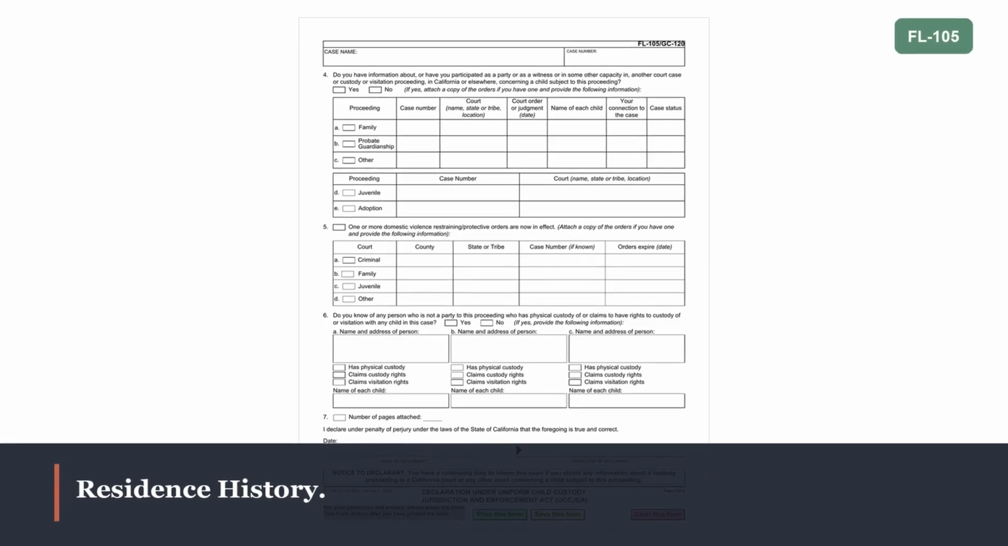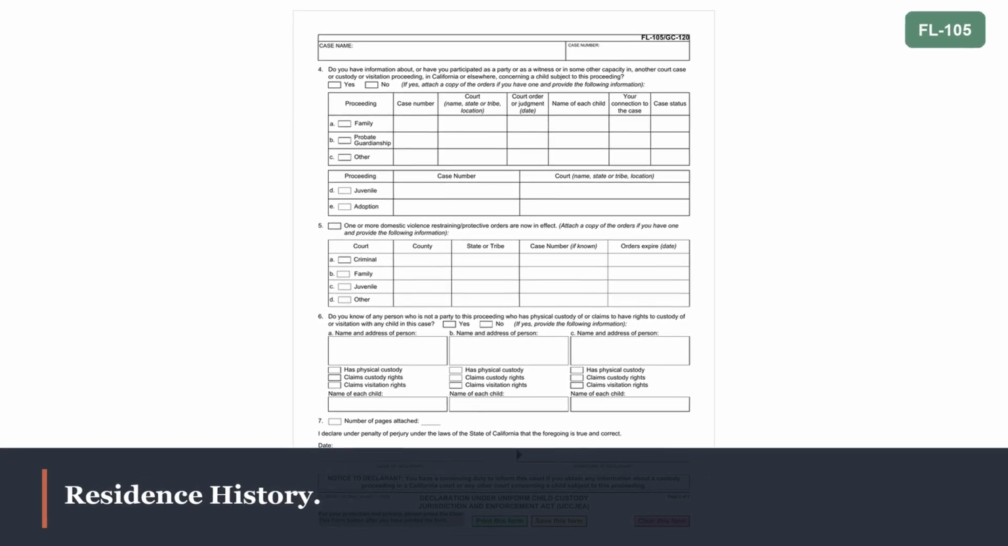Residence history. This is the core of the form. For each child, you'll provide their residence history, commonly covering the last 5 years, or since birth if the child is younger than 5. For each address, you'll list the address where the child lived, the approximate dates the child lived there, and the name of the person or people the child lived with: a parent, both parents, a relative, or someone else. If a child has lived in more than one state during that period, list every address in every state. This history is exactly what the court uses to apply the UCCJEA and confirm which state has jurisdiction.